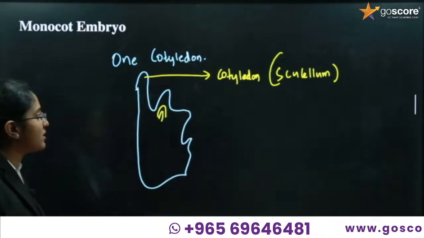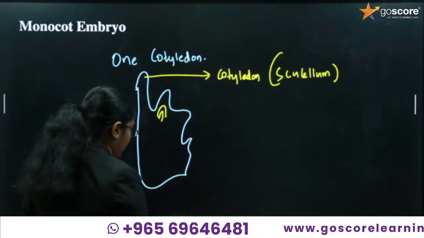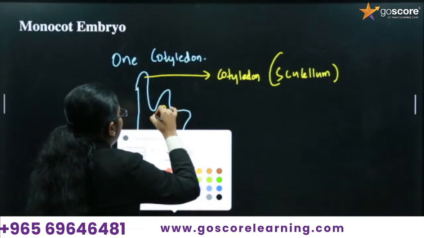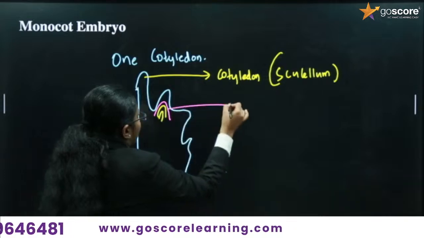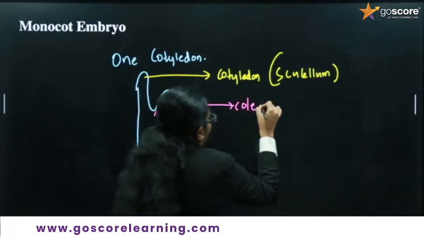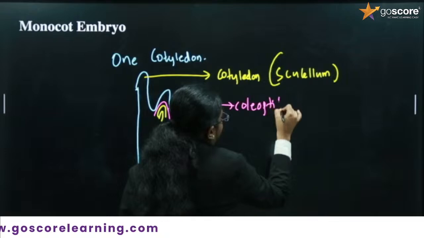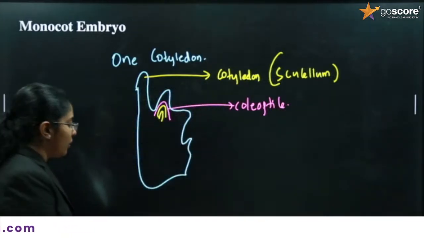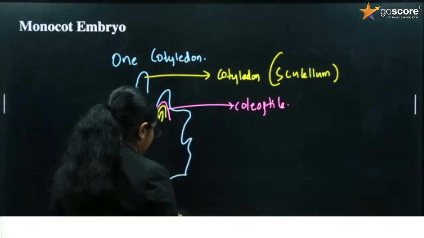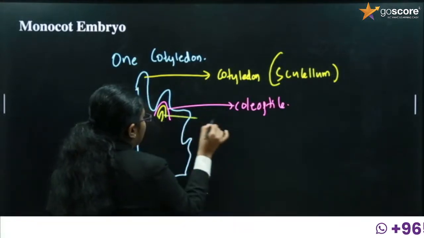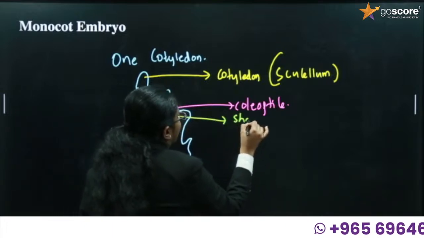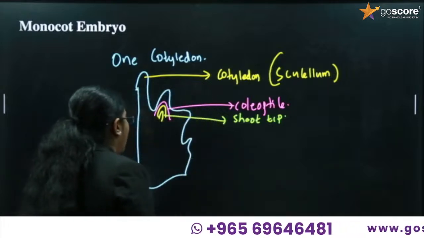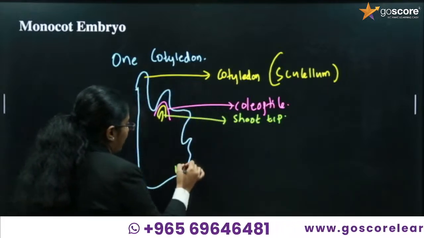There is a shoot tip present, and this shoot tip is enclosed in a hollow foliar structure, and that hollow foliar structure is known as coleoptile. Then you can find the shoot tip here. Then you have root tip.